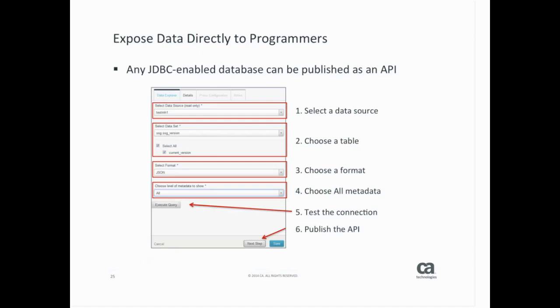So where does all this start? This is a screenshot of our wizard, and it allows you to very simply publish your API, and in this case, your data APIs directly via the portal. All you need to do is select a data source. Today, we support JDBC-enabled data sources that are SQL data sources.